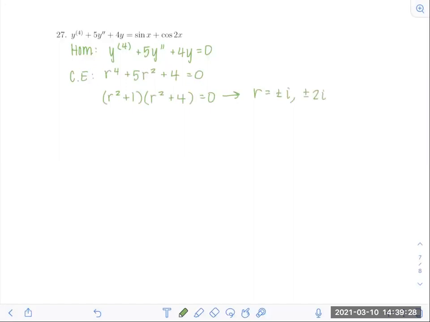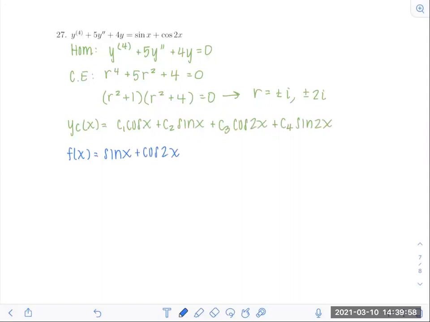Let's set up the complementary function. So I have c1 cosine x plus c2 sine x plus c3 cosine 2x plus c4 sine 2x. Here is my complementary function. So now let's take a look at our f of x function. It is sine x plus cosine of 2x.